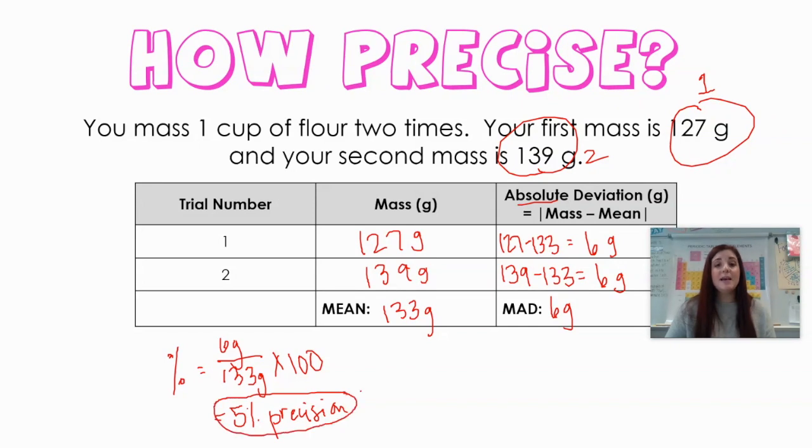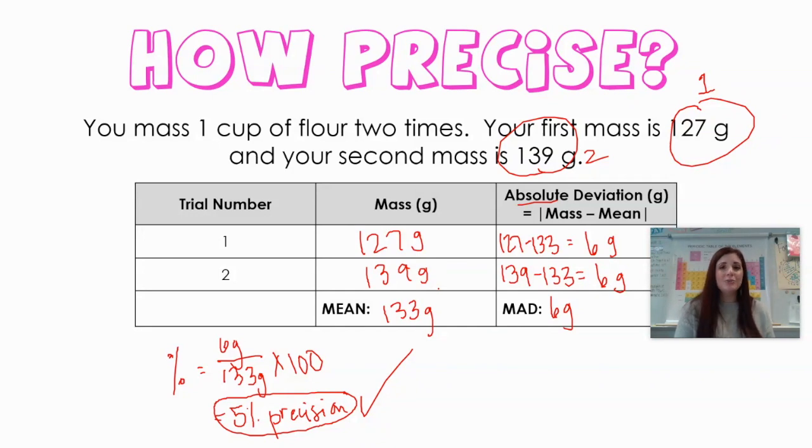Is this set of measurements precise? We are at 5%. So we would say yes, this is in fact a precise set of measurements. 139 and 127 are within 5% of one another.